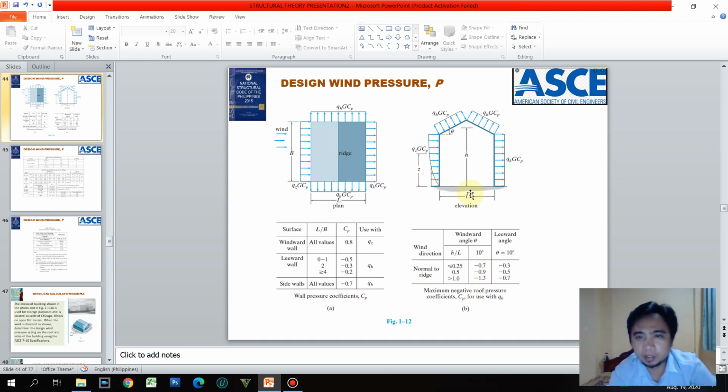So on the roofing portion, the criterion is the mean height. As we can see, the mean height is the total height of the column plus the half height of the king post here. It is not up to the top, but it is half of the king post here.